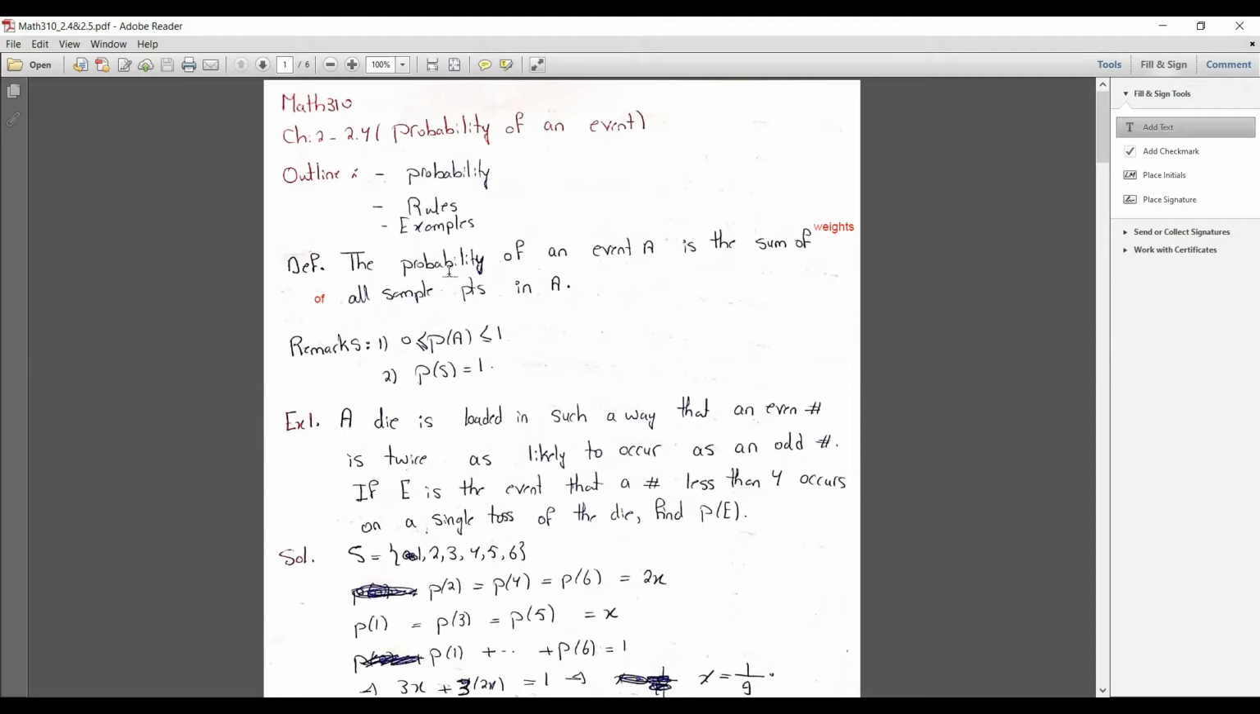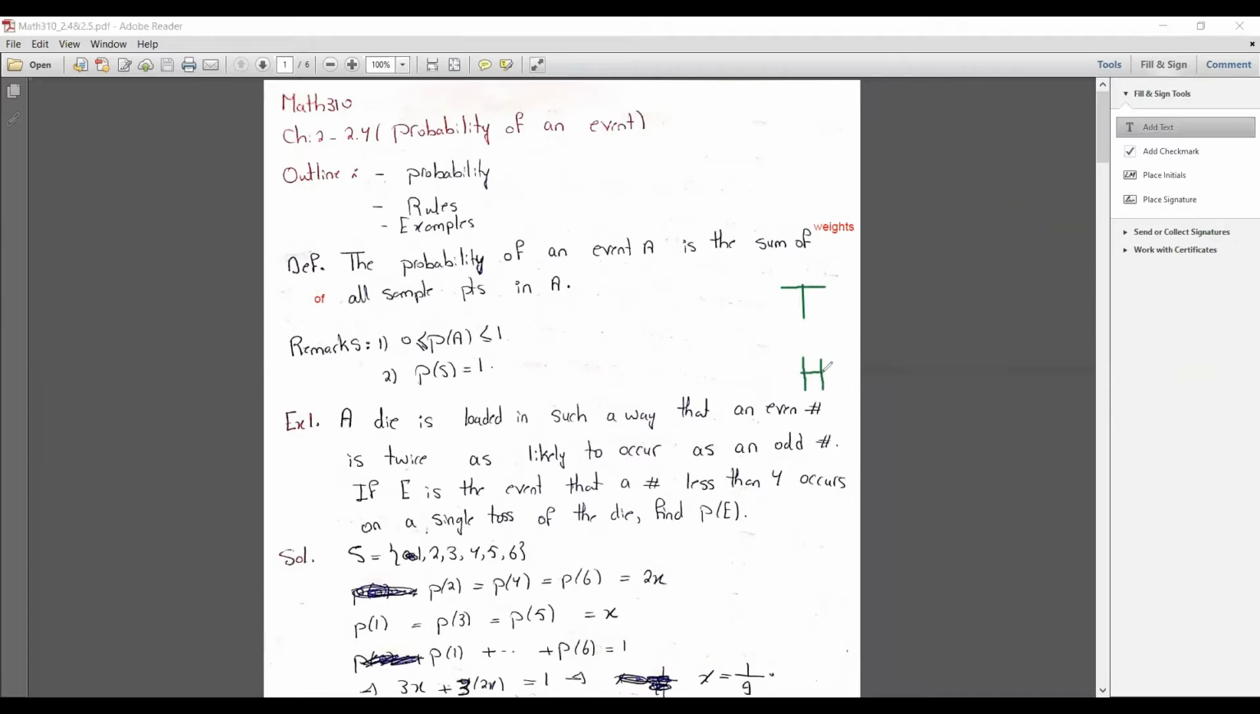So here we are defining the probability of an event A as the sum of weights of all sample points in A. What we mean by it is that it's the chance that a certain event occurs. For example, if we have two coins, you know that each coin, if we want to toss it, we're going to get either tail or head, right?